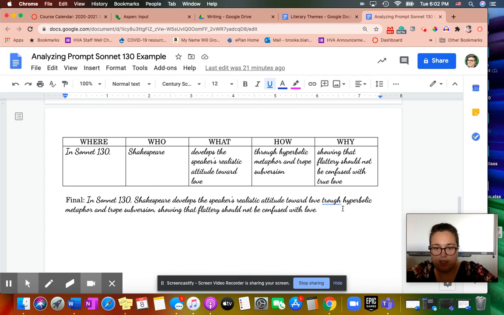So take a second and look at this thesis statement and compare it to the one that you wrote with this same prompt. How does it compare? You can pause now, just for a second, pause before I move on, and look at those and see what the difference is. So pause and then come back.